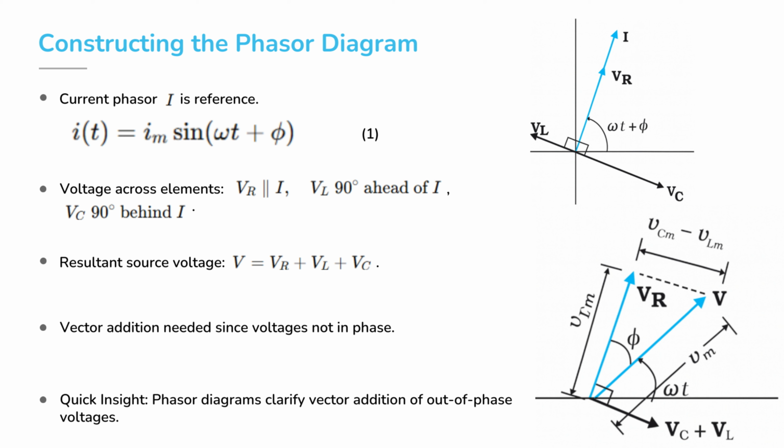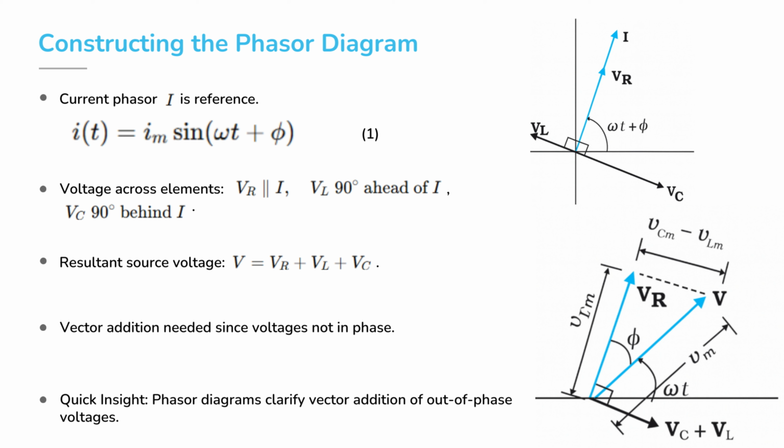The voltage across the resistor, VR, is always in phase with the current, so it lies parallel to I. The voltage across the inductor, VL, is 90 degrees ahead of the current. And the voltage across the capacitor, VC, is 90 degrees behind the current.